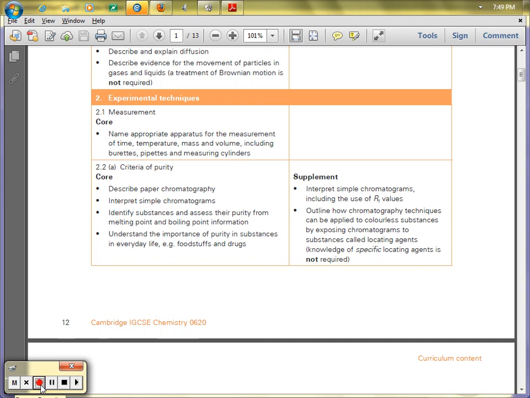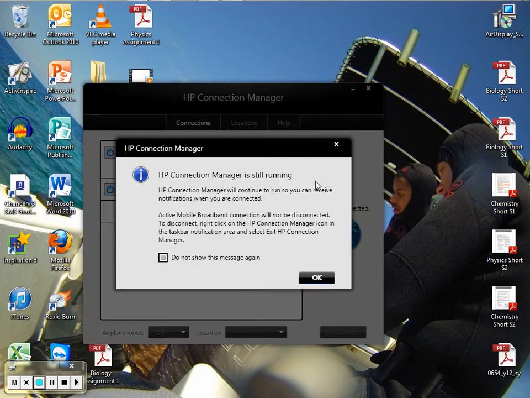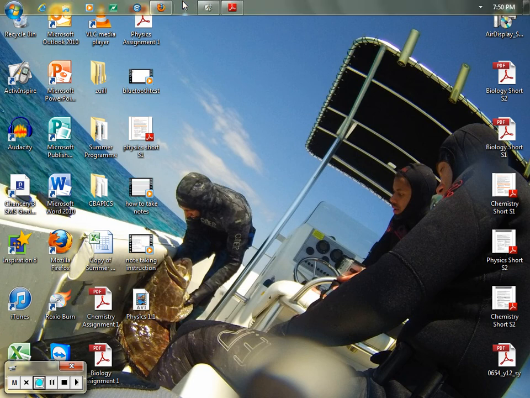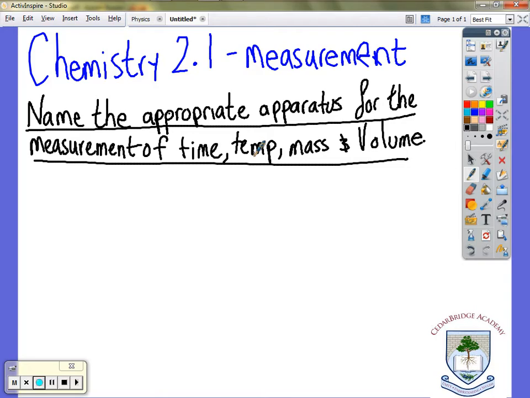Okay, so today we'll do chemistry 2.1. As per common practice, we go to the syllabus and we copy out exactly what it says. Name appropriate apparatus for the measurement of time, temperature, mass, and volume, including burettes, pipettes, and measuring cylinders. And then we write it down in our notes.